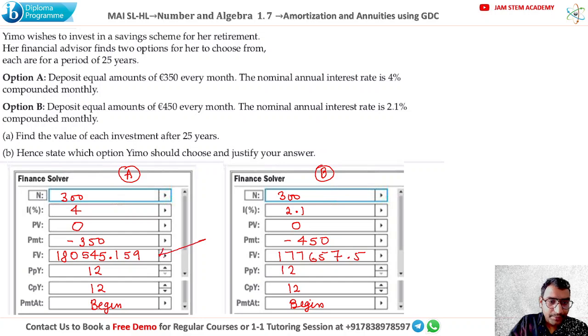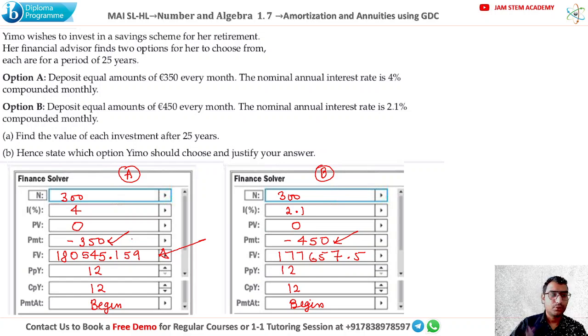So which one do you think is good? This one. Why? Because this one is giving us more amount even by paying a smaller amount. See, a 350 per month payment is made, and in this second option we are paying 450. Still, we are getting a lesser amount. That is only depending on the interest basically. Because timing is the same, compounding per year, payments per year, payment at the beginning, everything is the same, but because of the interest rates, even by making the payment of 350, we are getting more final value.